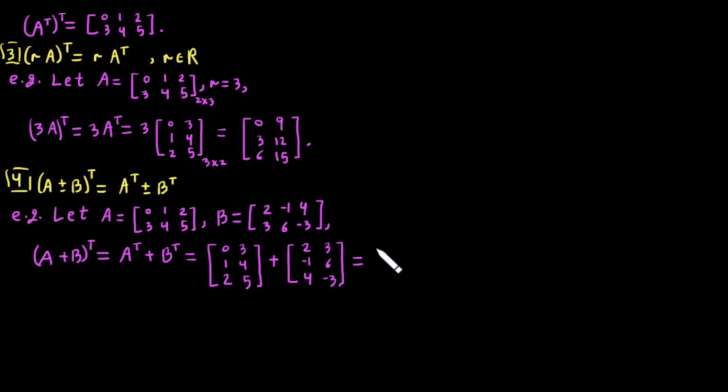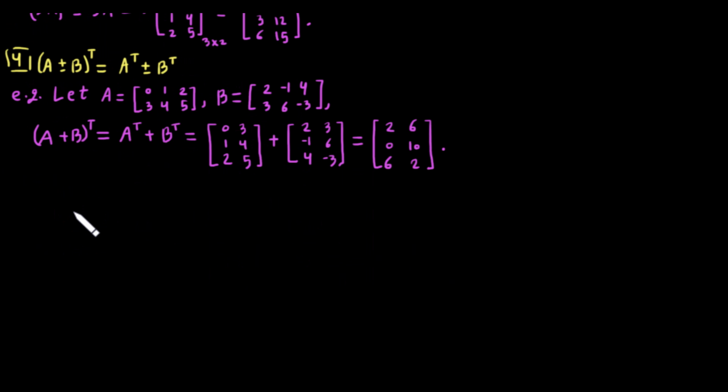Let's compute it. 0 plus 2, which is 2. 3 plus 3, which is 6. 1 plus negative 1, which is 0. 4 plus 6, which is 10. 2 plus 4, which is 6. 5 plus negative 3, which is 2. So that's it here. Let's go a little bit down.